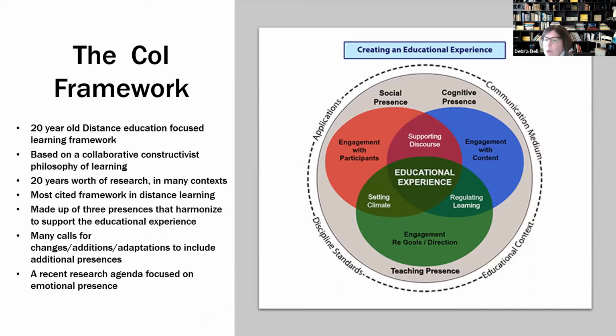Those of you who know about it know that it's a 20-year-old distance education framework. It was built from text-based, computer-mediated communication, and it's built on a real collaborative constructivist philosophy of learning. In the 20 years, there's been lots of research in many contexts. Several publications lately have called it the most cited framework in distance learning.